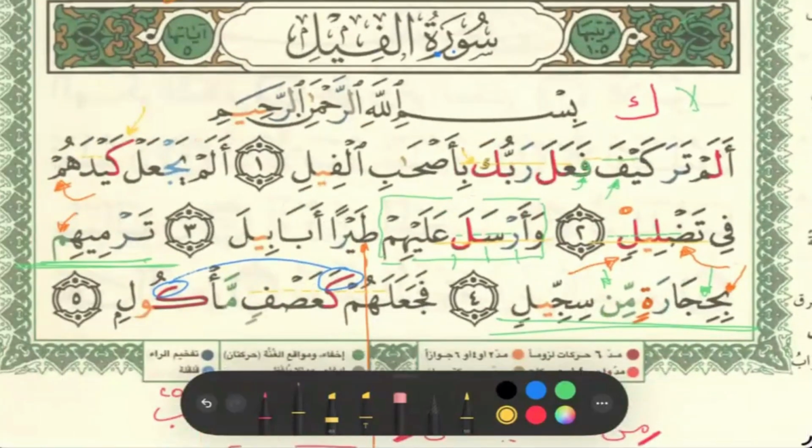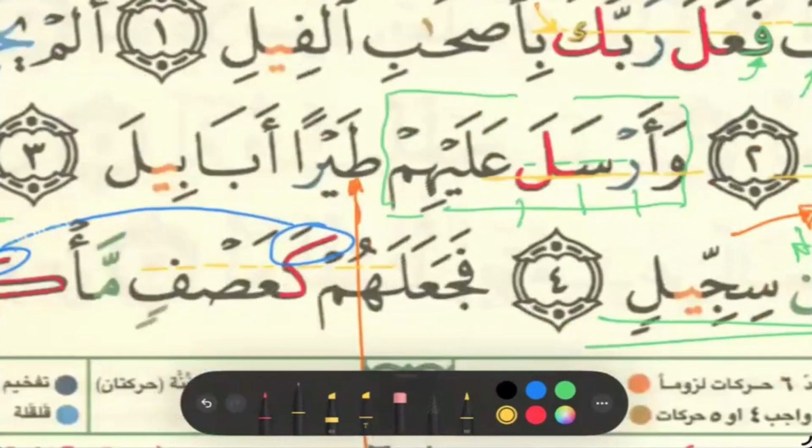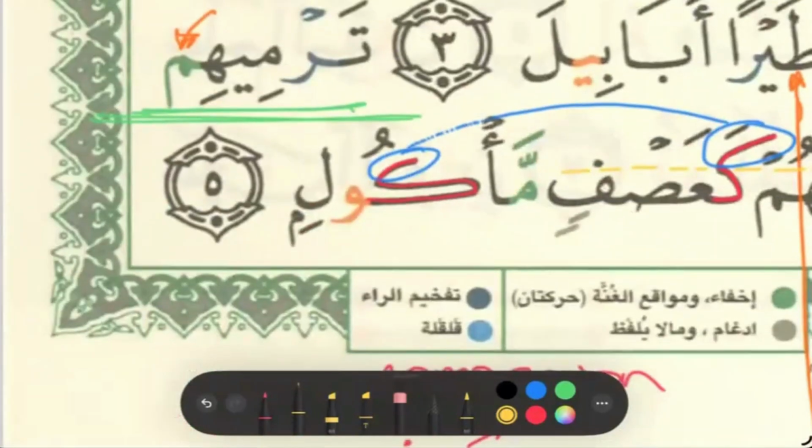So all these ayat end with lam. Here you have lam by itself because it doesn't connect to the letter before it. Right here is where you can see the pen of the scribe curving.